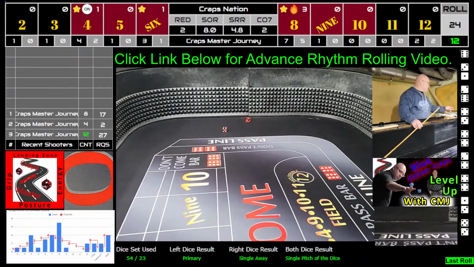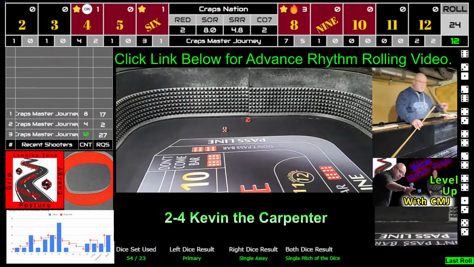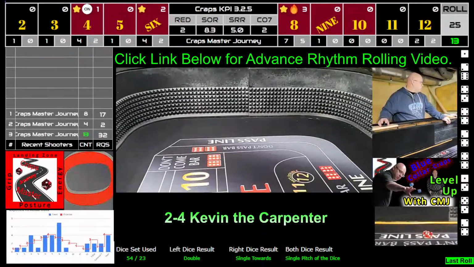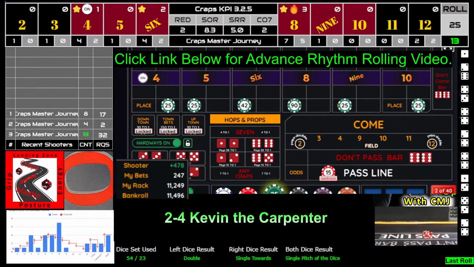Two, four, six. Kevin the Carpenter, 2x4. We are definitely hitting those inside numbers today. At least on this shooter we are. 4, 2, 3, and we got 2, 4, 6. Another single pitch. Let's go to $60 on that 6. Again, 5, 4, 2, 3.